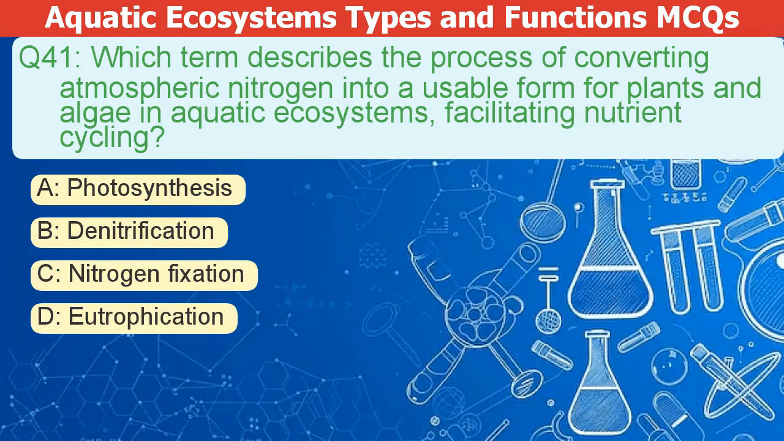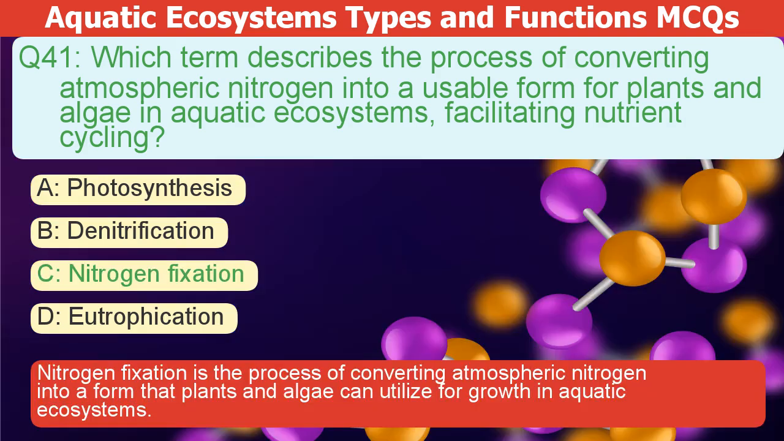Which of the following is a primary function of coral reefs in aquatic ecosystems? A. Providing habitat for marine organisms. B. Regulating water temperature. C. Filtering pollutants from the water. D. Sustaining phytoplankton populations. The correct answer is A. Coral reefs are essential habitats for a wide variety of marine organisms, supporting biodiversity and the overall health of the ecosystem.